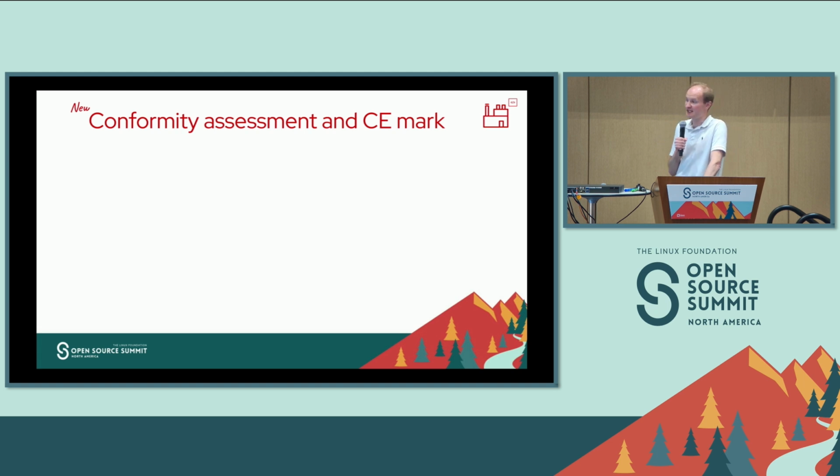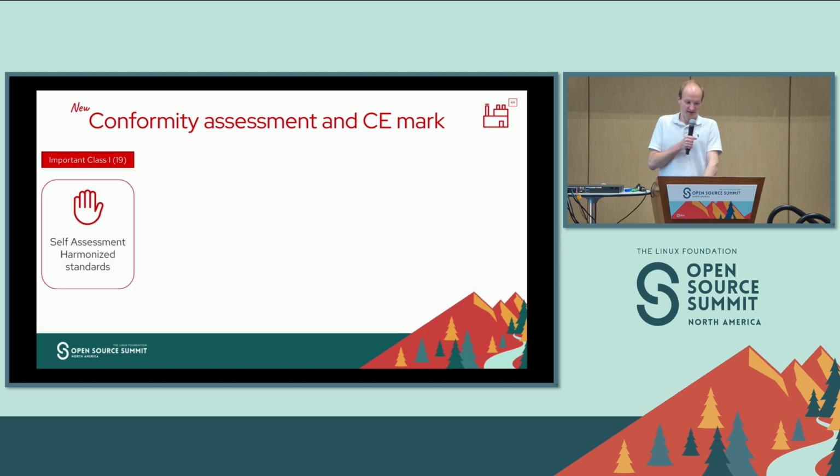Now, what's really new under CRA for software, at least, is the conformity assessment and CE mark. Remember, I mentioned these different classes of products on purpose, because there are slightly different requirements for how you're going to perform conformity assessments. Conformity assessment is basically an assessment of how you implement the CRA requirements, and basically an attestation.